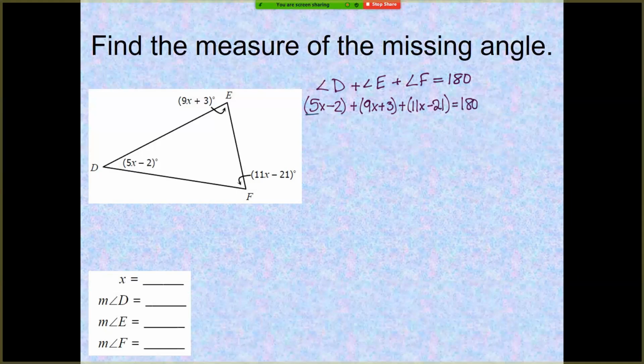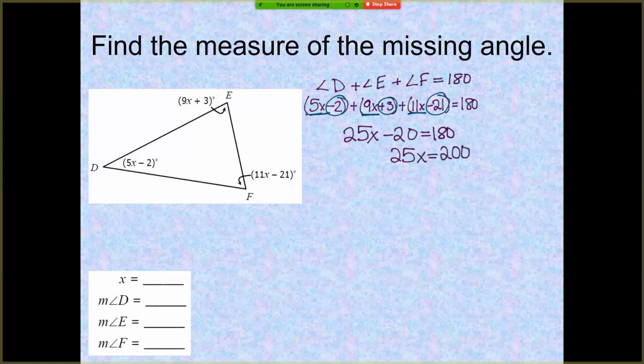So here we're going to go through and combine like terms. So here are my three like terms I'm going to combine. 5x plus 9x plus 11x gives me 25x. Then I'm going to combine these three terms. So negative 2, positive 3, pardon me, and negative 21. Those combine to give me negative 20, still equal to 180. At this point, I'm going to add 20 to both sides to get 25x equals 200.